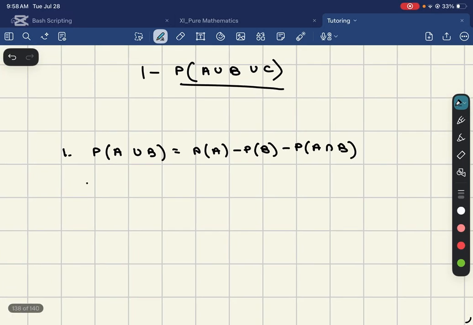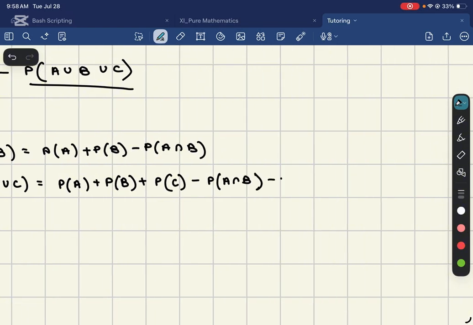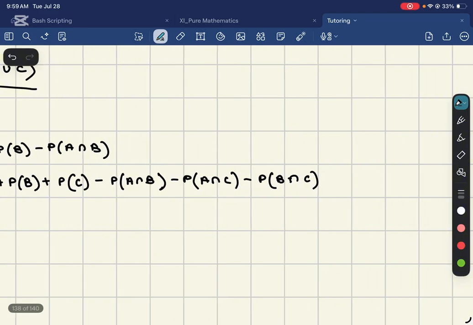But if you have three events, probability of A union B union C, then this becomes probability of A plus probability of B minus probability of A intersect B. If you have three events, this becomes probability of A plus probability of B plus probability of C minus probability of A intersect B minus probability of A intersect C minus probability of B intersect C, and then plus probability of A intersect B intersect C.